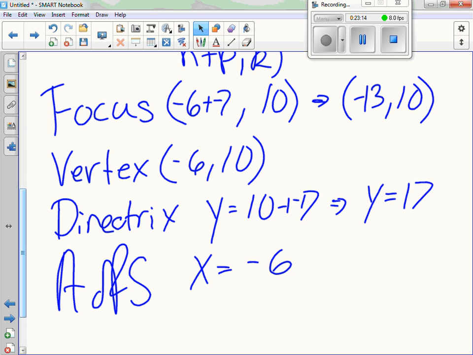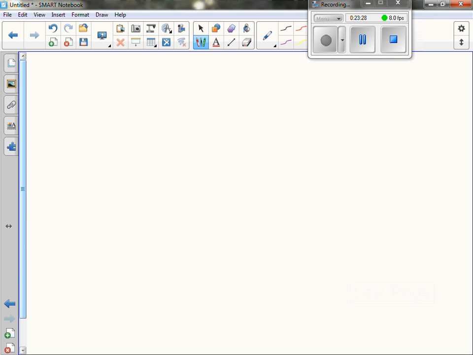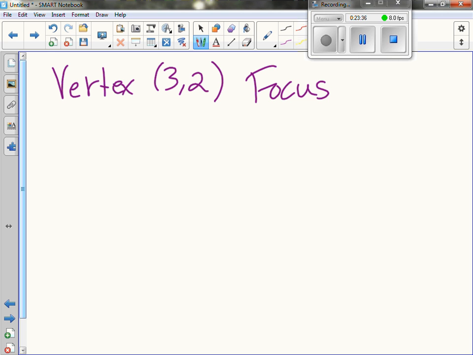All right, we're looking at example 4, yes? Hopefully you notice that example 4 looks different than the first 3 we did, yes? Now example 4 gave us what? The vertex as 3, 2, and that the focus is 3, 4.